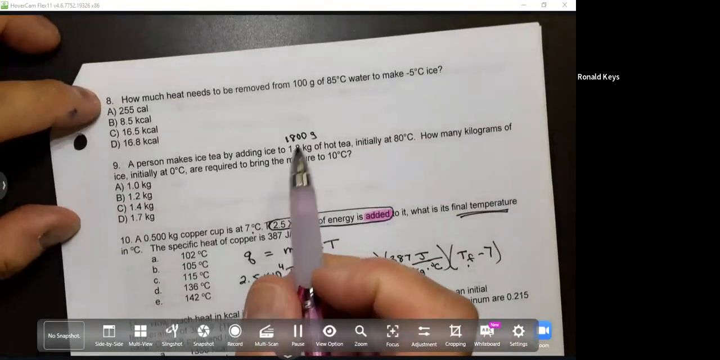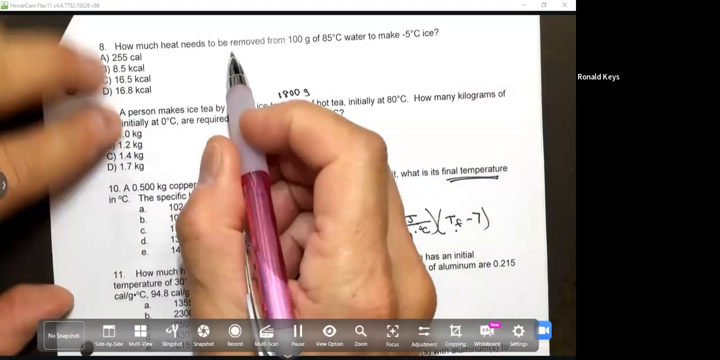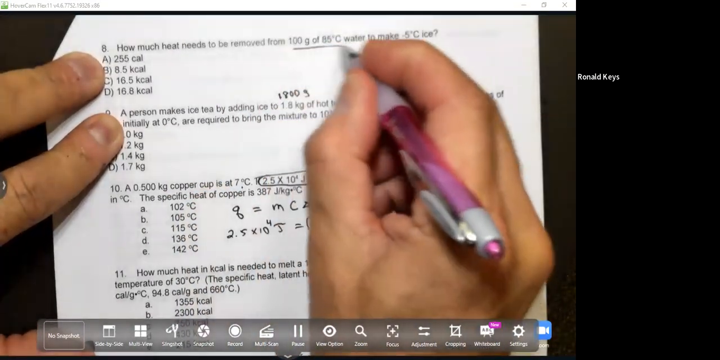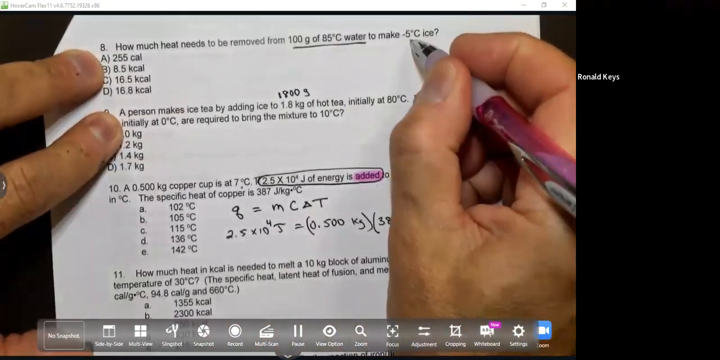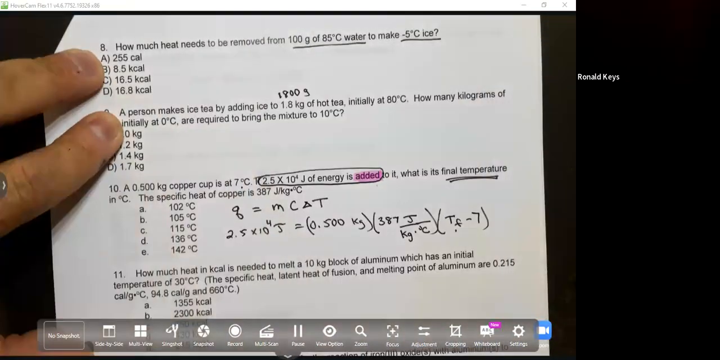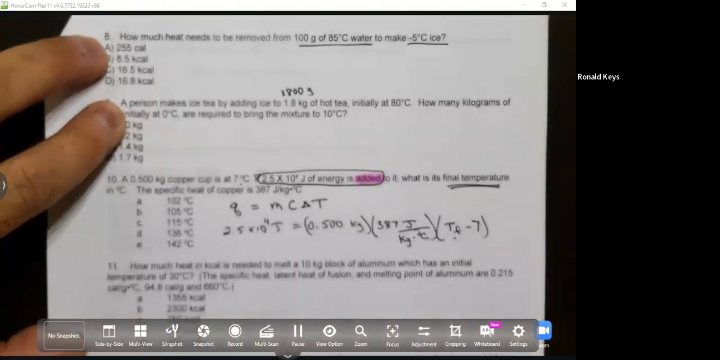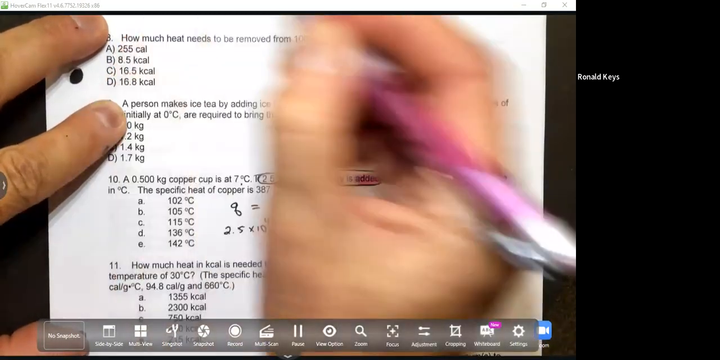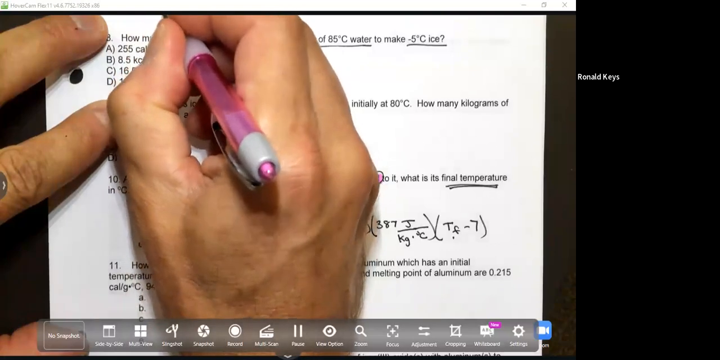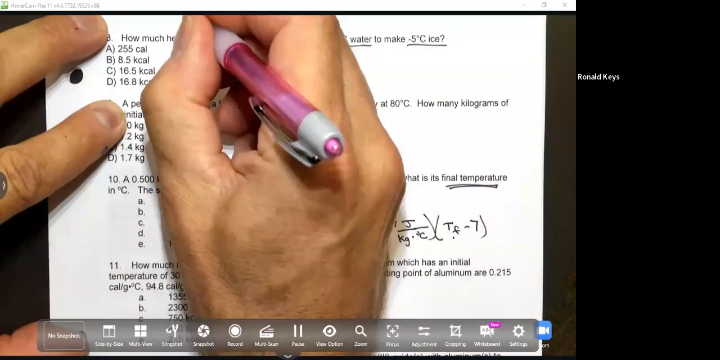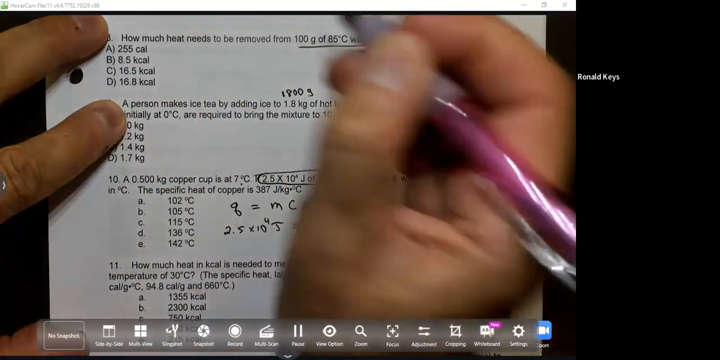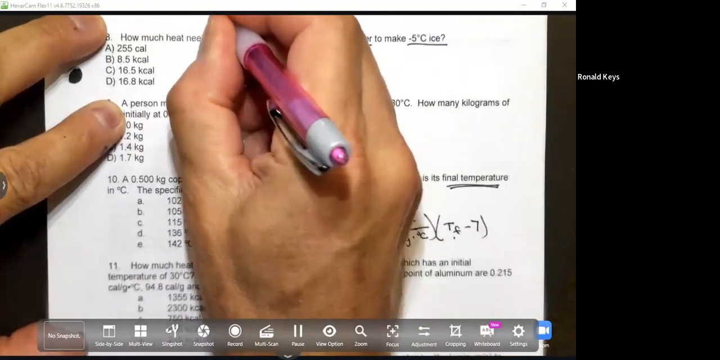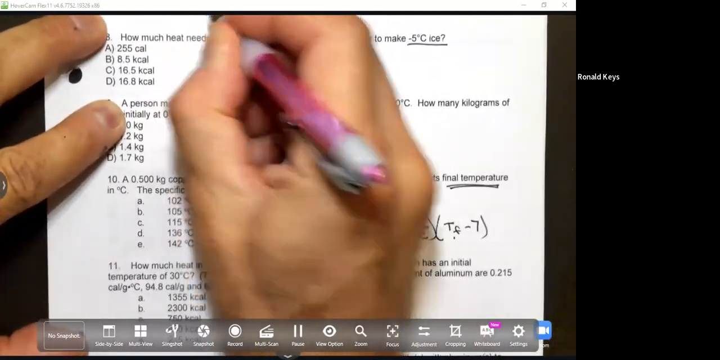Okay, let's see on the quiz here. We are looking at 8. In 8, how much heat is needed to be removed from 100 grams of 85-degree water to make ice at -5 degrees? Okay, so let's do our phase changes up here. First of all, we have liquid water at 85 degrees Celsius.